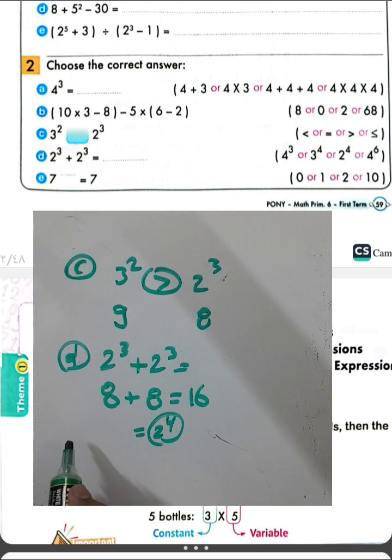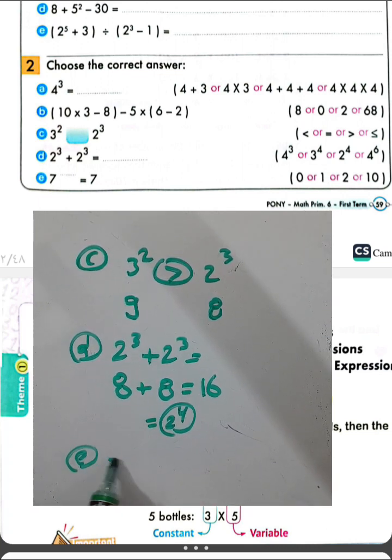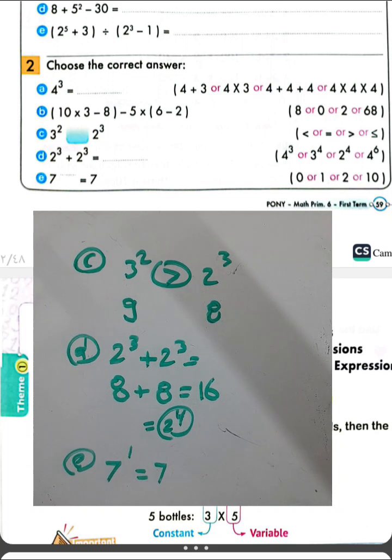Okay, last question. Letter E: 7 power 1 will be equal to 7. It was on page 59. Okay, page 59.